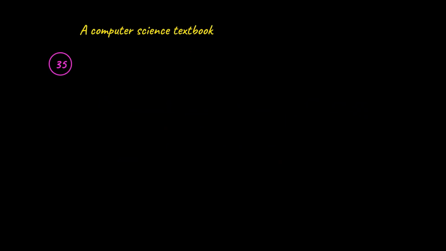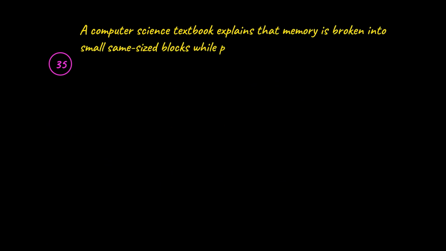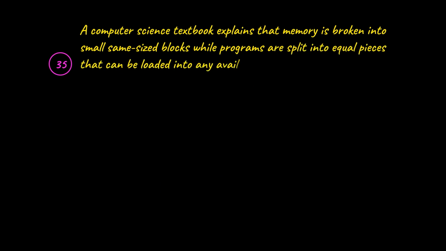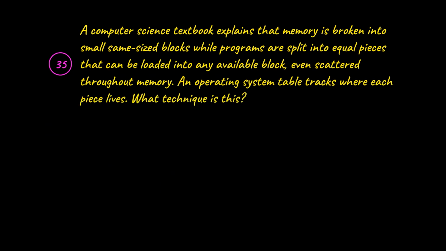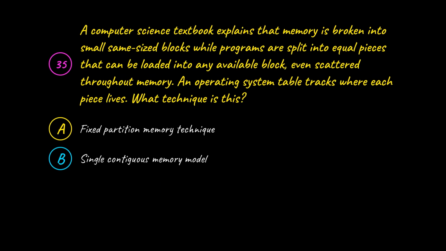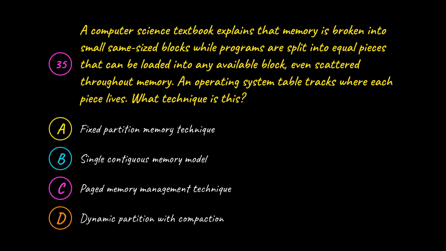Question 35. A computer science textbook explains that memory is broken into small same-sized blocks, while programs are split into equal pieces that can be loaded into any available block, even scattered throughout memory. An operating system table tracks where each piece lives. What technique is this? Your options are A. Fixed partition memory technique, B. Single contiguous memory model, C. Page memory management technique, D. Dynamic partition with compaction.